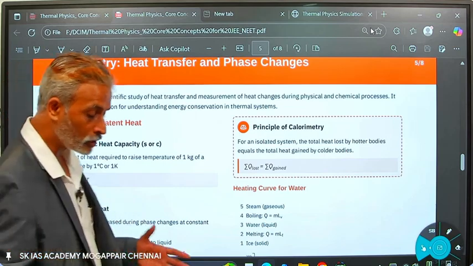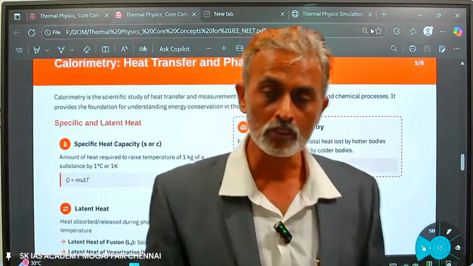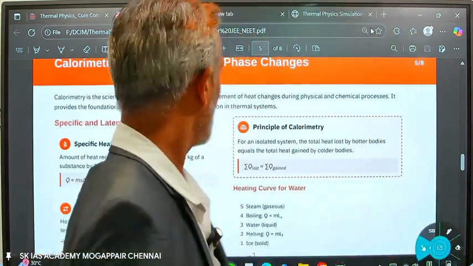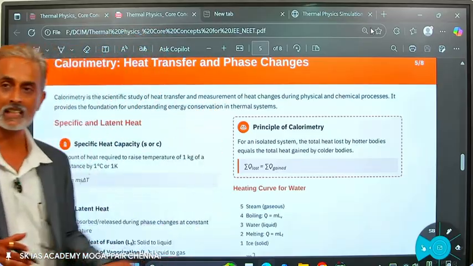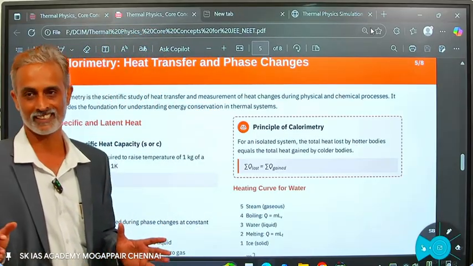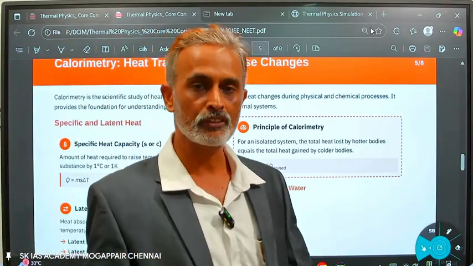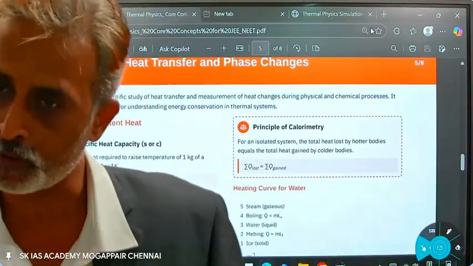So what is the use of calorimetry? The usage of calorimetry is to measure the heat transfer and phase change, whether you do a physical or chemical process. Doubt?